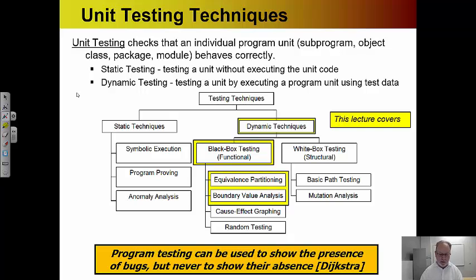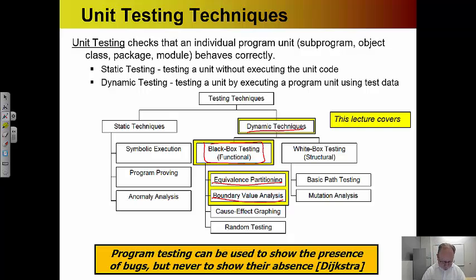There is a notion of a distinction between static and dynamic testing. Static testing is testing a unit without executing the unit code. Well, if you're not executing it, that's called static analysis, really, more than static testing. So what we're talking about is dynamic testing, testing a unit by executing a program using test data. So that's what we're going to talk about, specifically a dynamic technique. That's black box testing. And we're going to talk about two specific techniques inside of here in this section, equivalence partitioning and boundary value analysis.